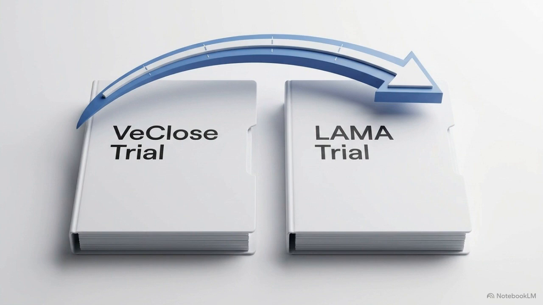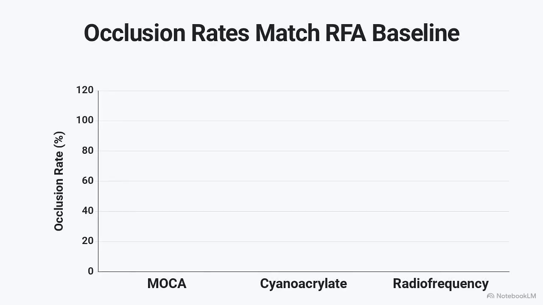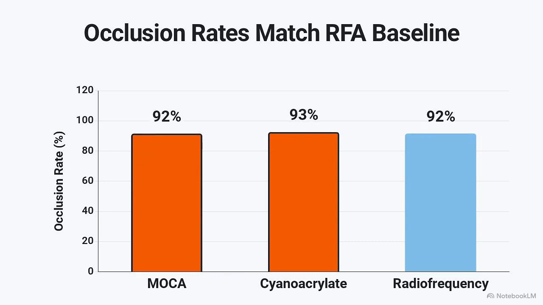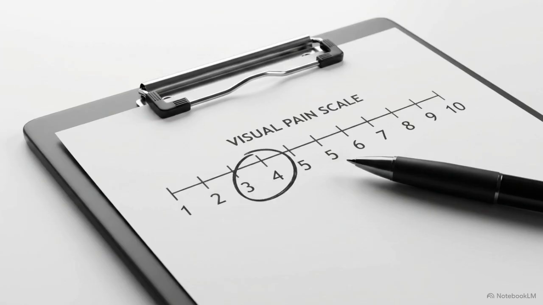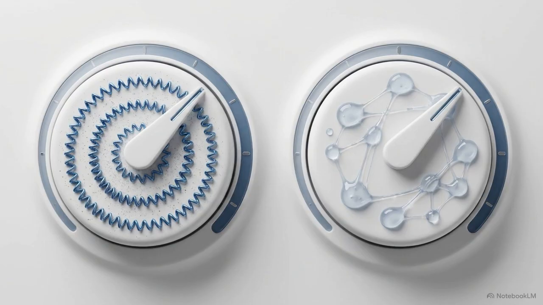Long-term randomized trials, specifically the VCLOS and LLAMA studies, have tracked these non-thermal methods over multiple years. The data shows their occlusion rates directly match the long-term efficacy of standard radiofrequency ablation. Selecting between them often comes down to patient comfort. The MOCA randomized trial recorded distinct pain profiles for both methods, revealing that the physical scraping of MOCA generally results in different postoperative discomfort compared to the chemical bonding of cyanoacrylate.